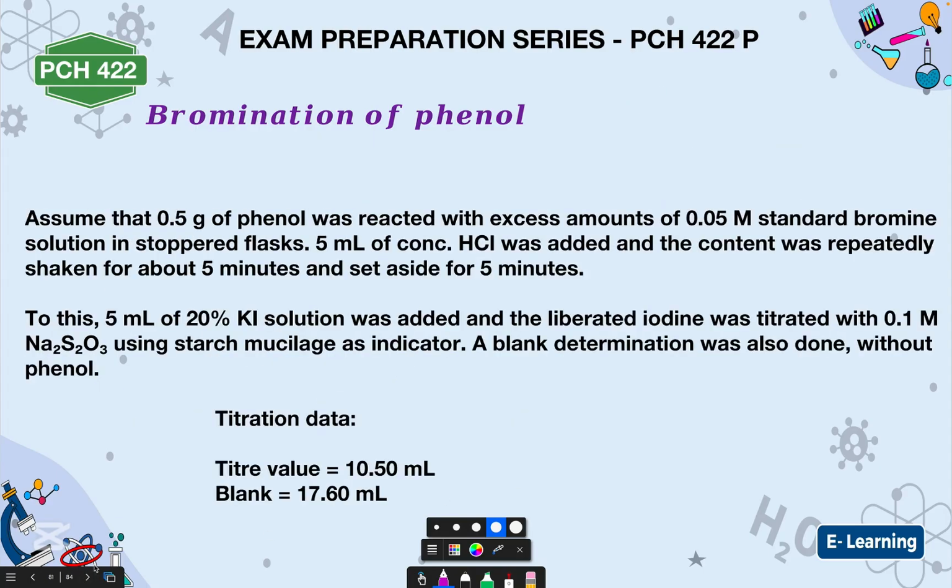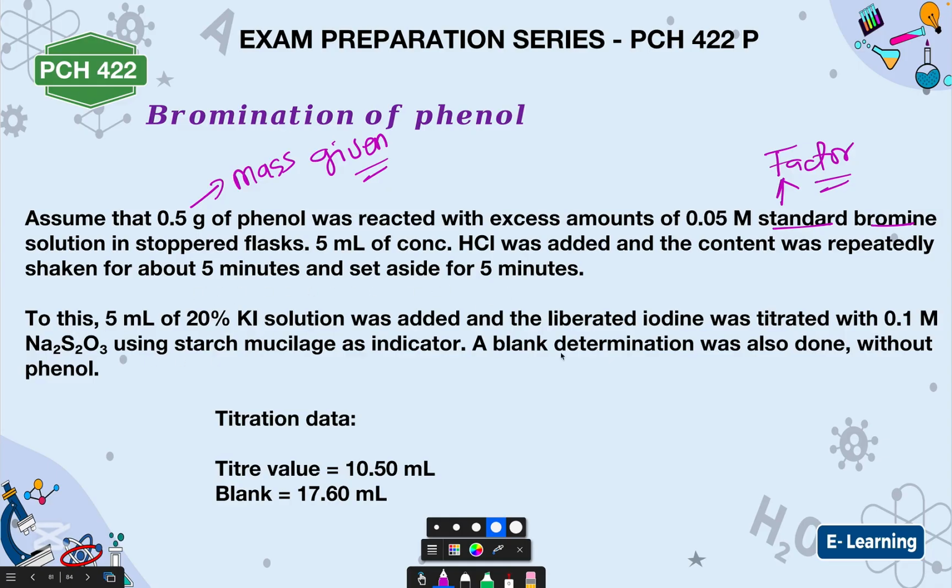Now, I say assume that the mass of phenol given is 0.5 gram. The content of phenol, 0.5 gram, was reacted with an excess amount of 0.05 molar standard bromine. Because it is standard, you don't need to calculate for the factor. I saw most of you calculating for the factor, but you don't need to. With an excess amount of 0.05 molar standard bromine solution, 5 ml of KCl was added to the content, repeatedly shaken for about 5 minutes and set aside.